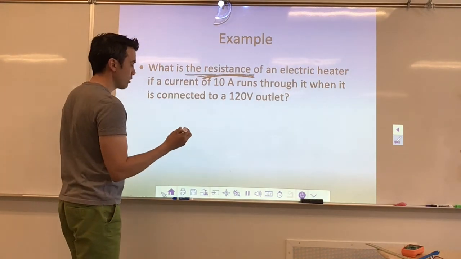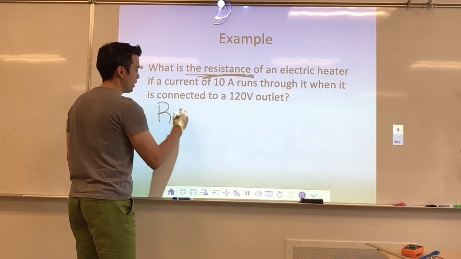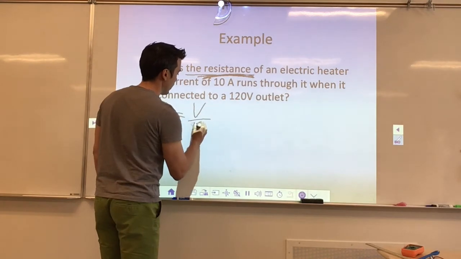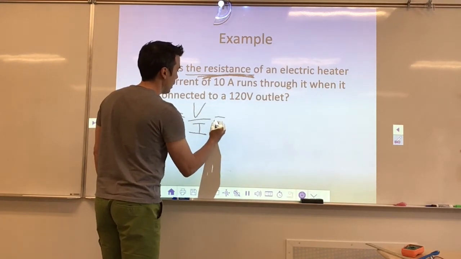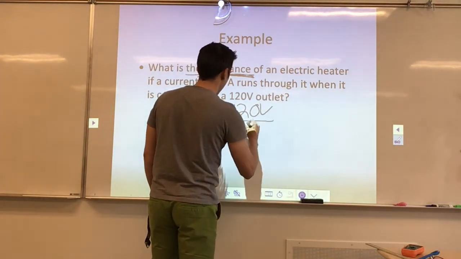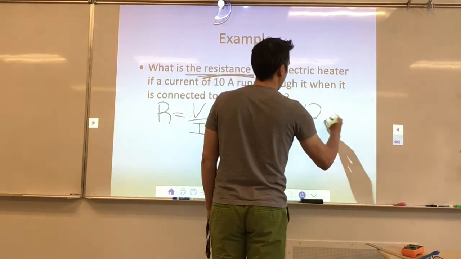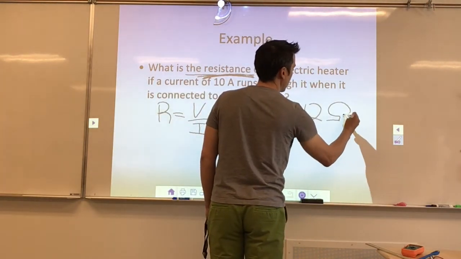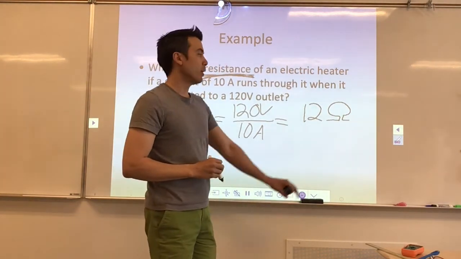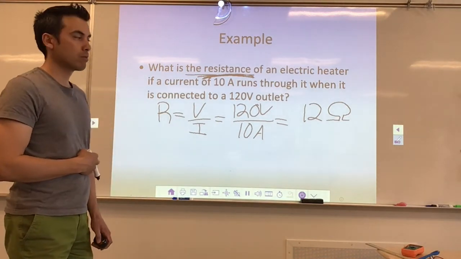I'm going to start with the first mark. I'm going to write down my formula: resistance equals voltage divided by current. Then I'm going to make a substitution: 120 volts divided by 10 amps. And then I'm going to get 12 ohms. And I'm done. I know this is kind of a funny symbol to start writing, but that's what it looks like.